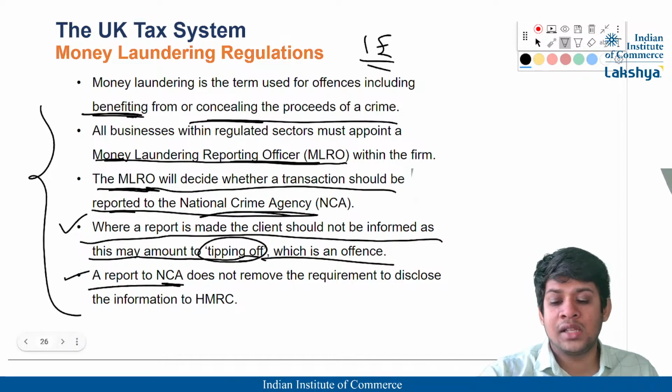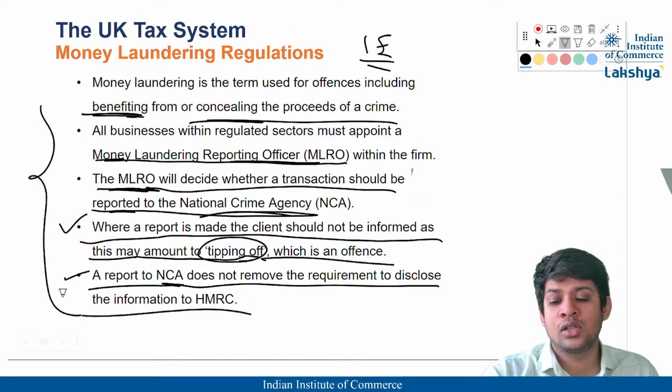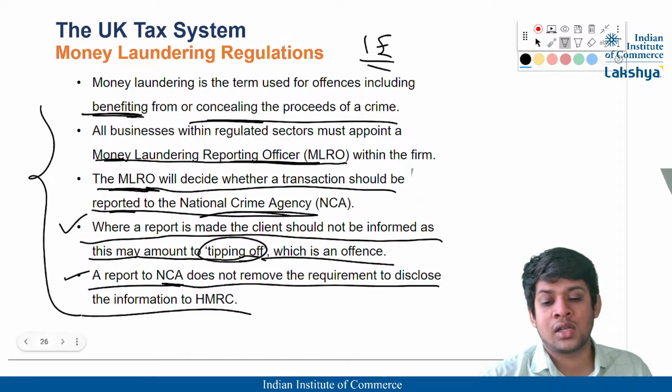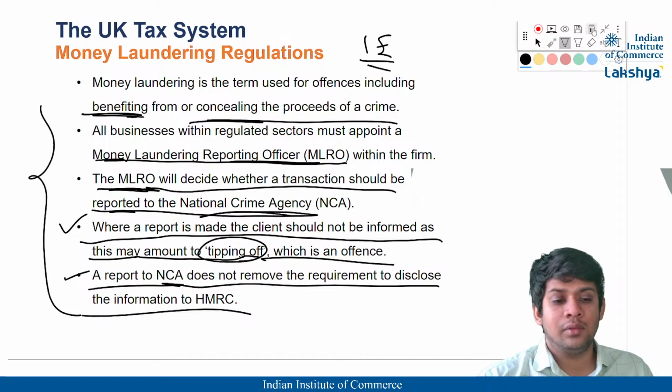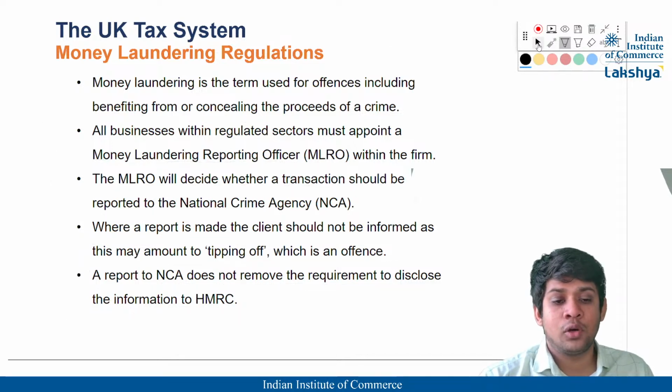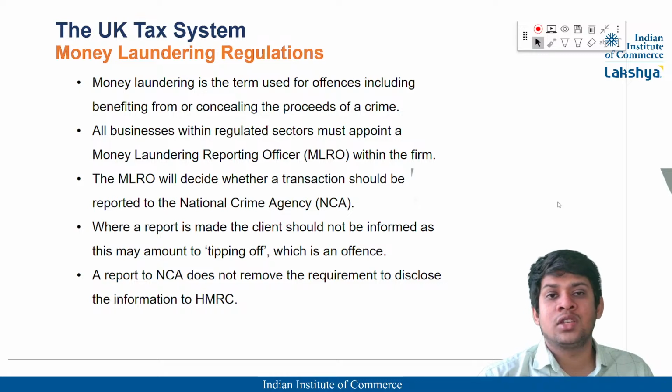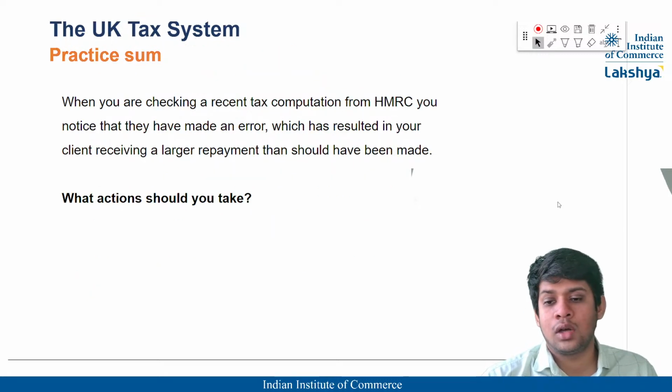A report to the NCA does not remove the requirement to disclose the information to HMRC. Right? So eventually the MLRO will have to disclose the report. I mean, he will send the report to HMRC if there are any money laundering activities which are committed by the company. Okay.